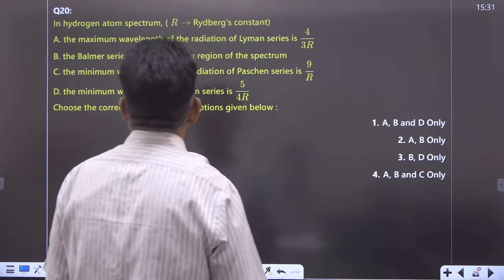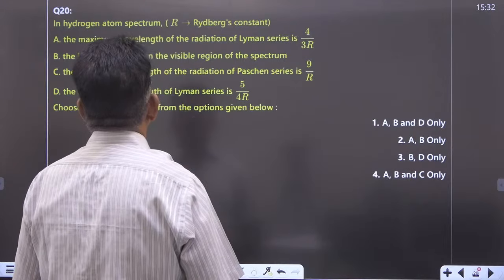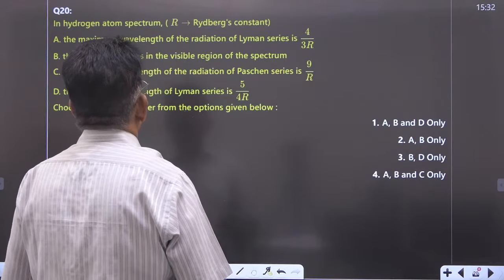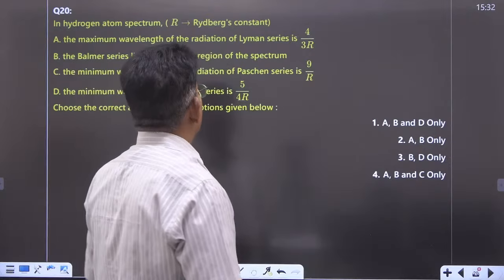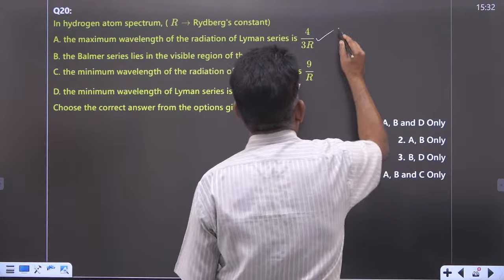Next question. Hydrogen atom spectrum, Rydberg's constant. We have already discussed the Lyman series and Balmer series, and the maximum wavelength of radiation. That is a correct statement. I think this is a correct statement.